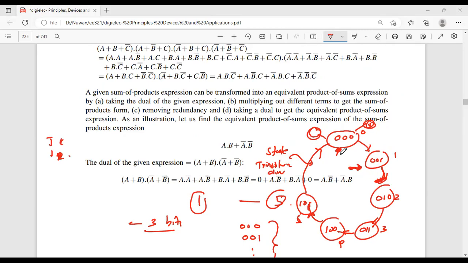Okay, thank you. I think that will be enough. Anyway, I will show you one transition diagram.